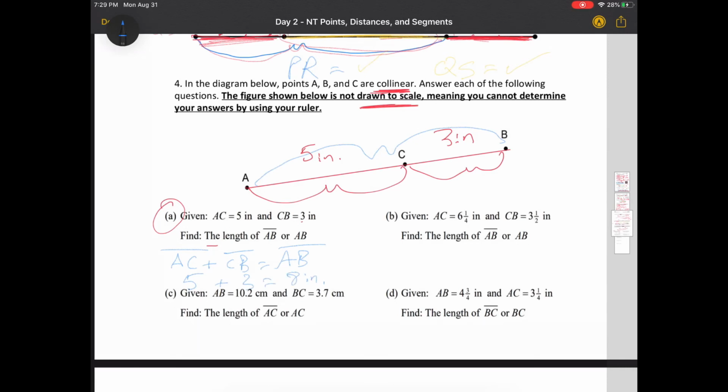Now what I want you to do is pause the video, and practice B, C, and D using the diagram. You could draw yourself a little sketch in here like this to resemble the picture to help yourselves out. I recommend doing that so you're not putting a bunch of numbers on one line.